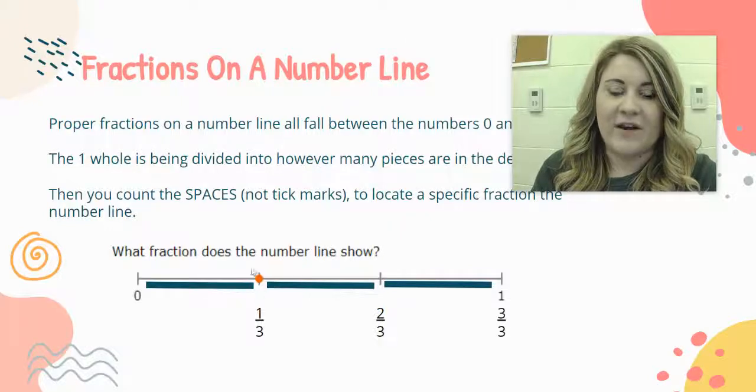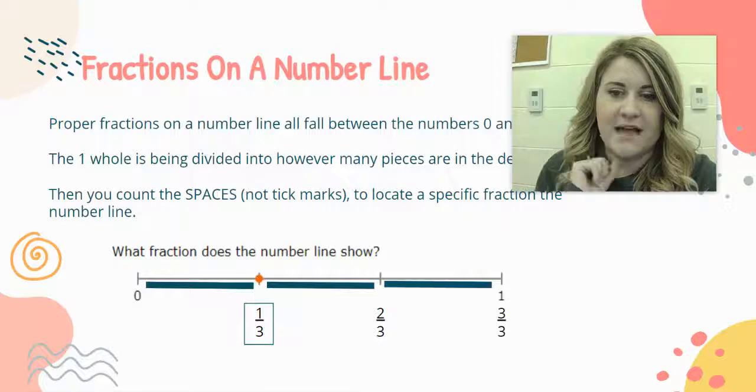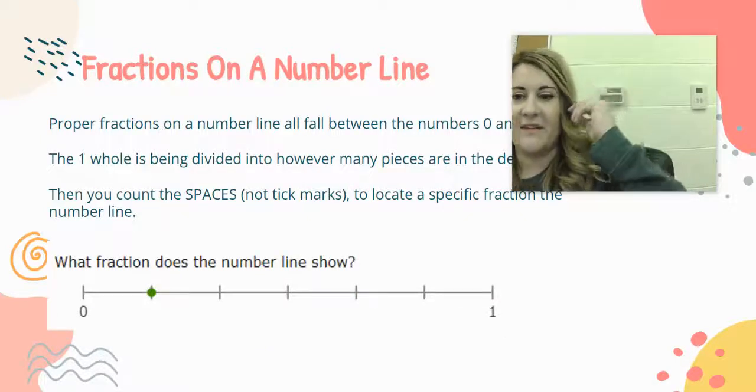But for finding what fraction we are looking at here on the number line, it's going to be 1/3 because 1 section is colored in out of 3. That's where our orange mark is at. Okay? So let's talk about this next fraction.